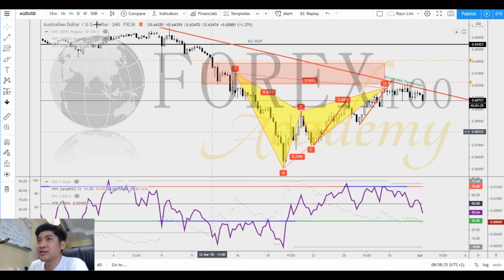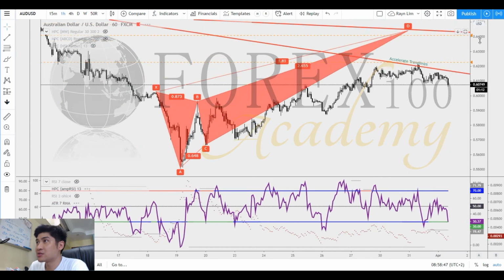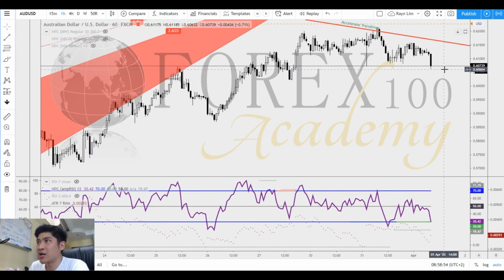Safe. Great. The 1-hour chart. Nothing much over here. I'll wait for a retest, see how it goes. So that is about it for Aussie. Alright, so for those who are interested, I was observing for this crab pattern. Not sure if it will happen, chances not high unless a break and close above the accelerated trend line first.